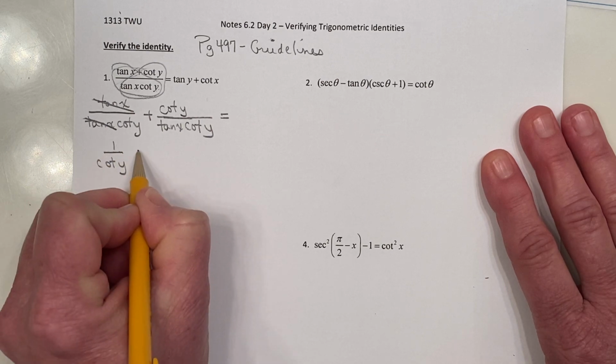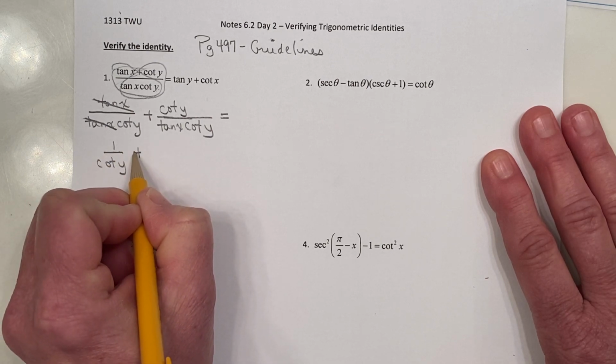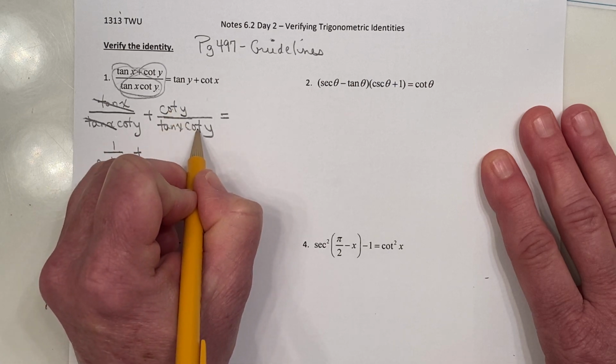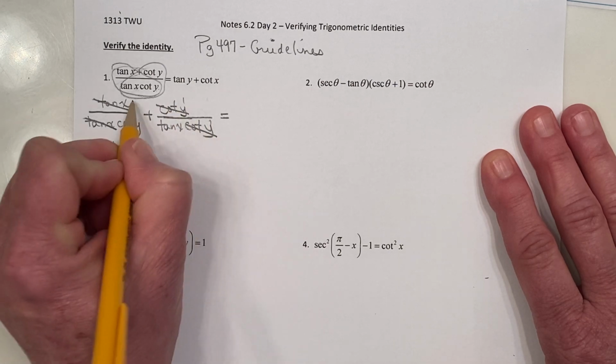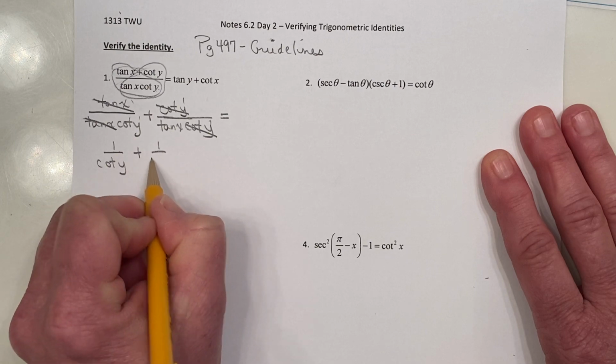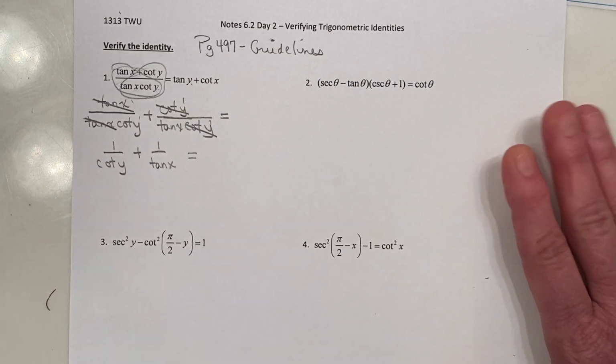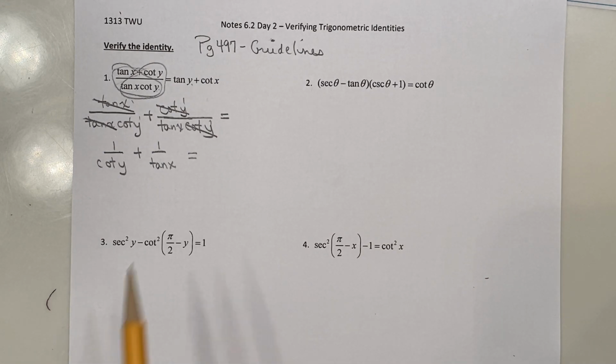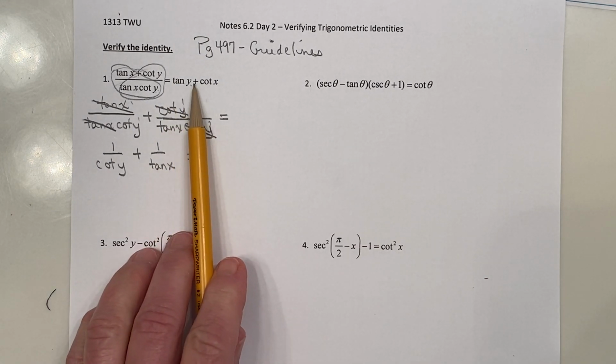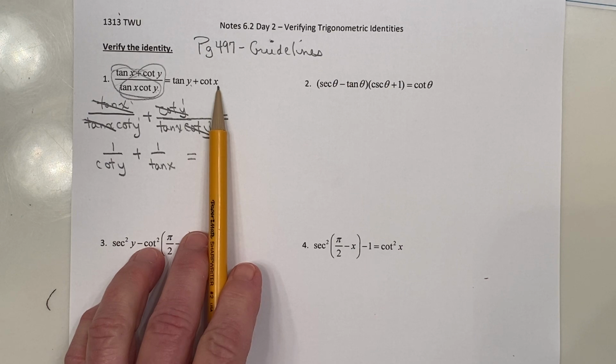Let me leave this term for a minute and come over here. Notice you have cotangent of y and cotangent of y here. They divide out, and I'm left with 1 over tangent of x. Take a peek back up and remind yourself what you're looking for. You're looking for tangent of y plus cotangent of x.